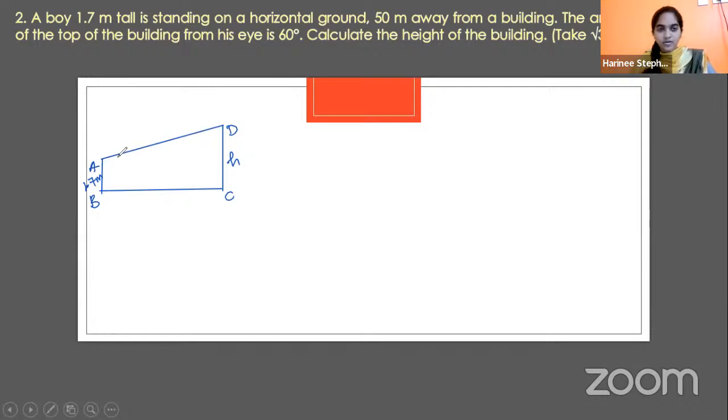So there should be one more line. Exactly why that one more line should come, because we need a horizontal line, right? From where he is watching. He's not watching from the ground. He's watching from his eye level. So draw the horizontal line as well. Give it a name.